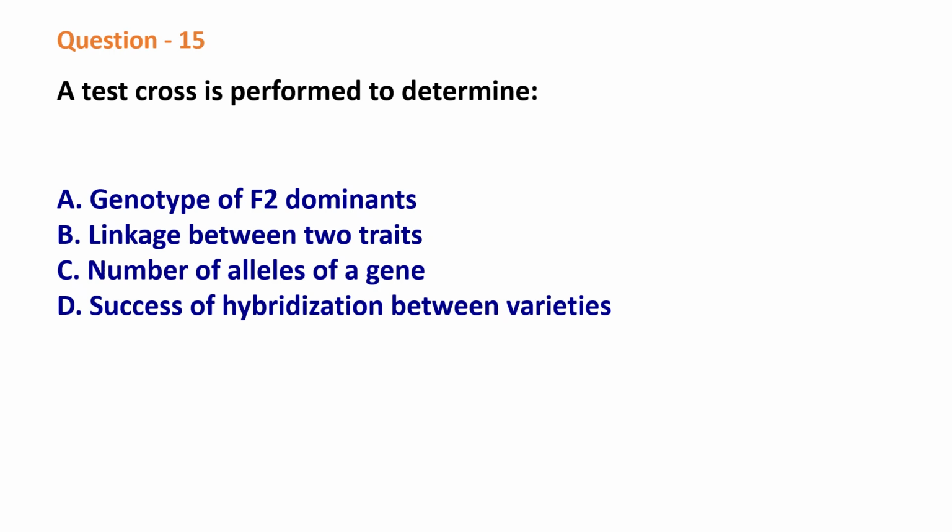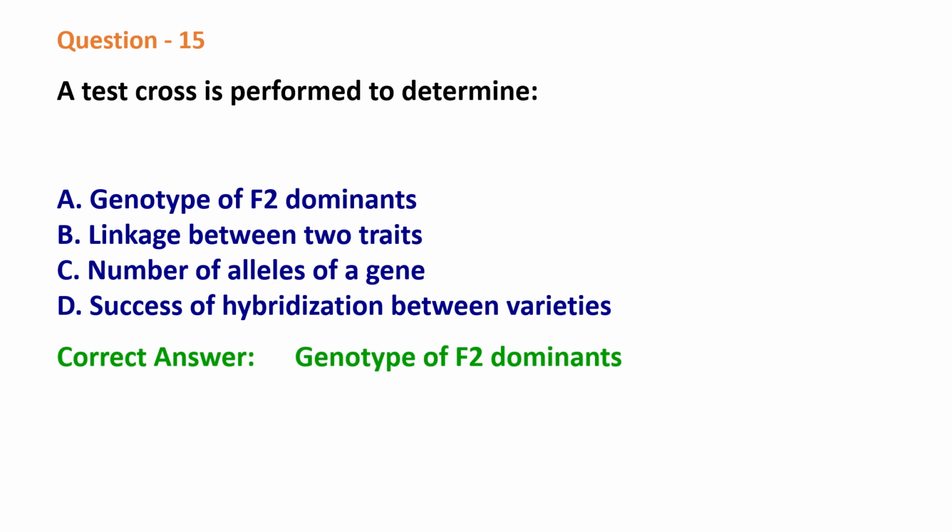Question 15. The test cross is performed to determine: genotype of F2 dominance, linkage between two traits, number of alleles of a gene, success of hybridization between varieties. Correct answer: genotype of F2 dominance. We know that in the case of test cross, we are usually crossing the progeny with the recessive parent. So this is done to find out the genotype of F2 offspring who are dominant. Because for recessive we are very clear about the genotype, but for dominance we do not know. So test cross is the best method to find out that.